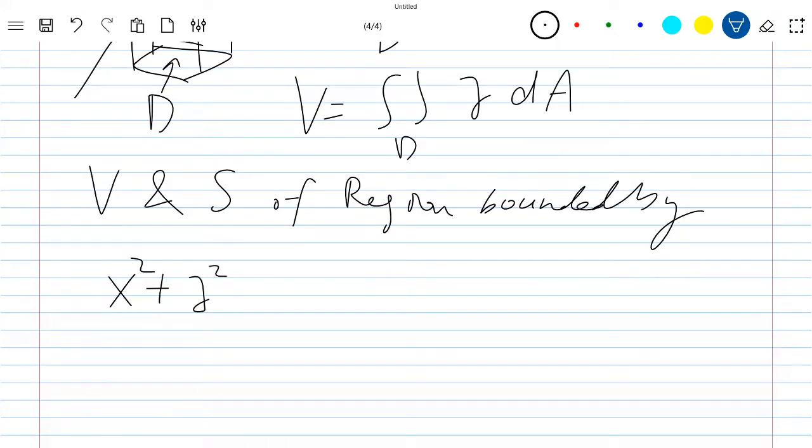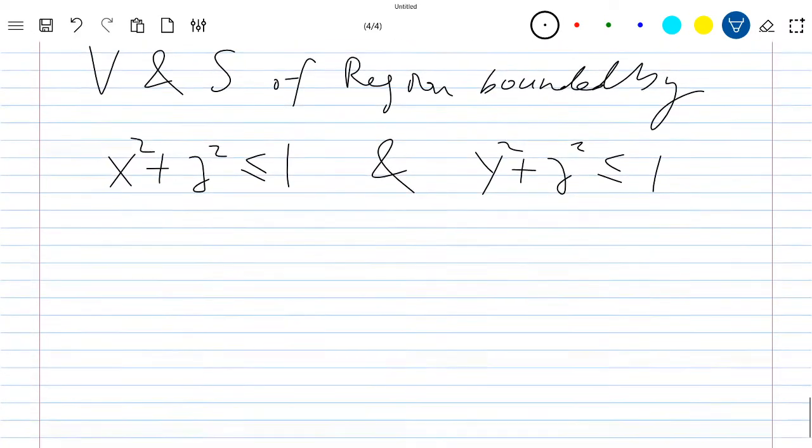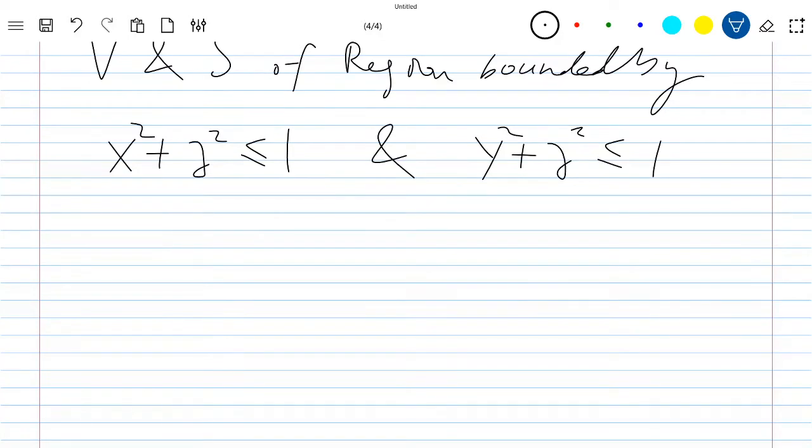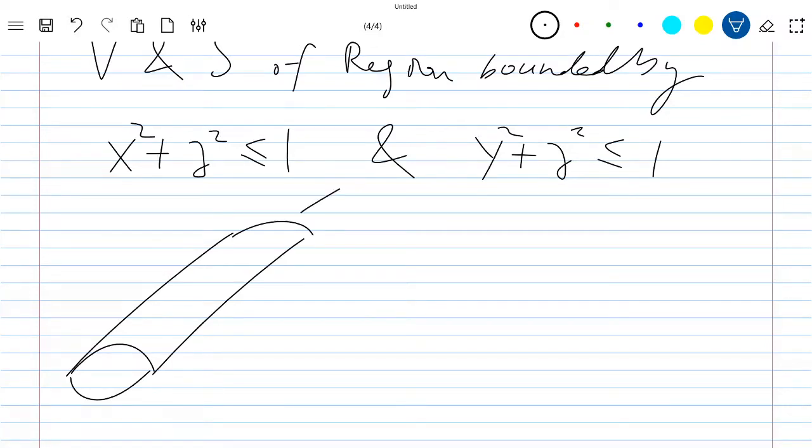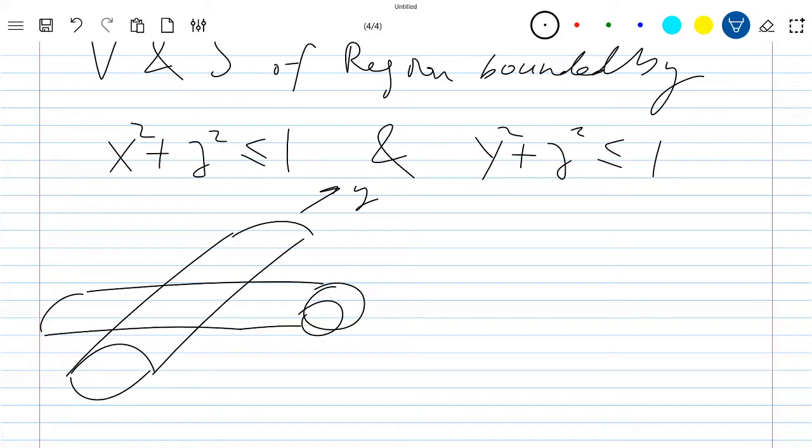x squared plus z squared is less than or equal to 1, and y squared plus z squared is less than or equal to 1. Alright, so what are they? The first one is a cylinder along the y-axis. So if you plot this way, you will see like that. This is the cylinder, and the other one is like that. This is the x-axis, and that's the other cylinder.